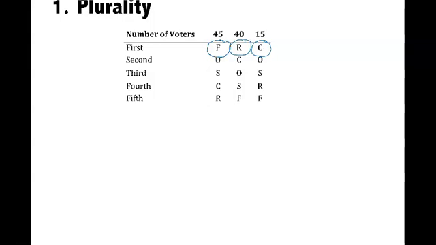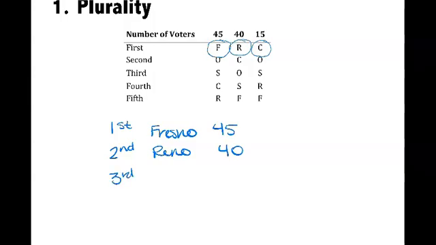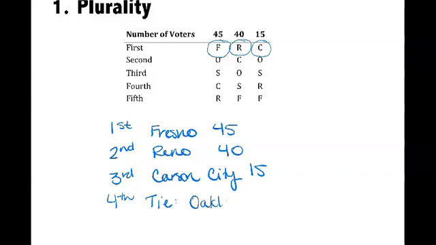A full ranking for all of the candidates would be first place would be Fresno with 45 votes. Second place would be Reno with 40 votes. Third, we have Carson City with 15 first place votes. And then we have a tie for fourth, and that is Oakland and San Diego with no first place votes.